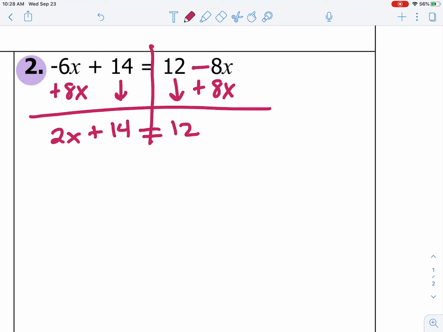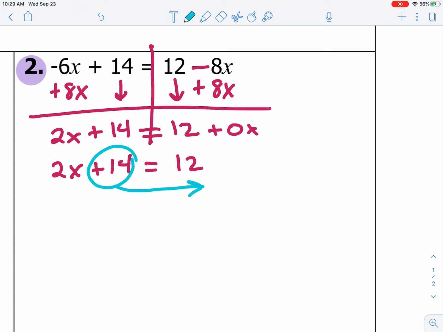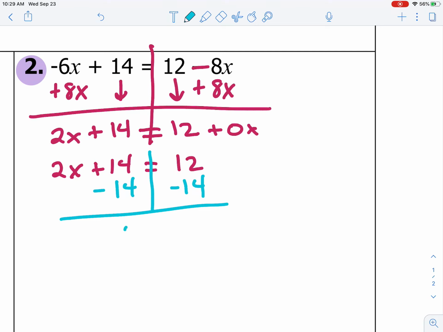Now, negative 8x plus 8x is 0x. So the whole reason why we did this step is to move all of the variables over to the left-hand side. 0x is just 0, and 12 plus 0 is just 12. So since I moved the variable over to the left-hand side, I'm going to move the constant term over to the right-hand side. To move the constant term over to the right-hand side, I need to subtract the 14. So I subtract 14 from both sides.